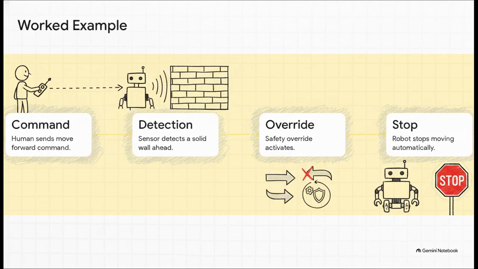Okay, first, you, the human operator, confidently hit move forward on your remote. But at the exact same time, the robot's onboard distance sensor detects a massive solid brick wall right in its path. So you're commanding go forward, but the sensor data is yelling wall ahead. Because of this clash, a sensor-based safety override kicks in. The robot processes the data, realizes your command is going to cause a catastrophic crash, and it just automatically stops moving. It completely defies your remote command just to protect itself.